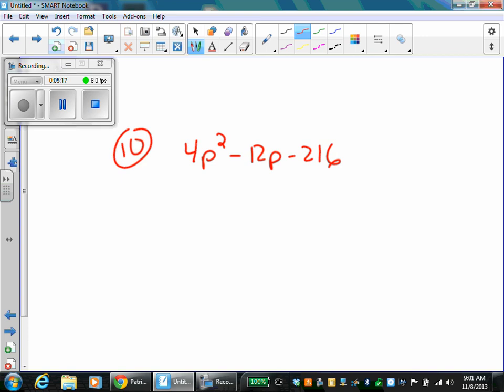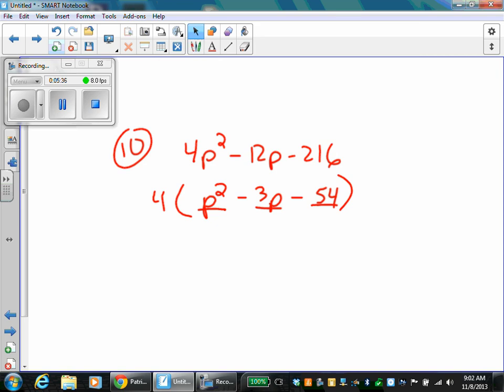Yes. What can come out of 4, 12, and 216? 4. So I'm going to take a 4 out. I'm left with 3 blanks. When I divide a 4 out here, I'm left with p squared minus 3p minus 54. Then, do you remember my babushka dolls? Remember I said sometimes you can take what you have left and break it down even further.